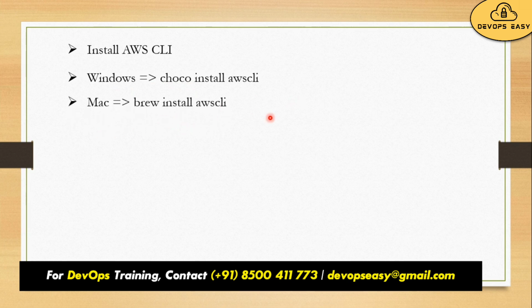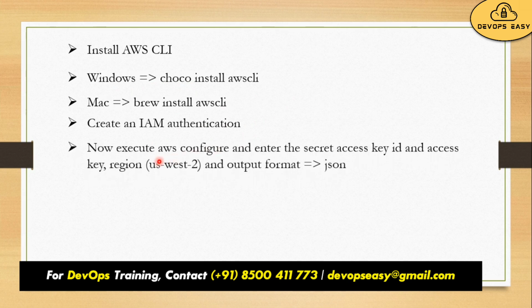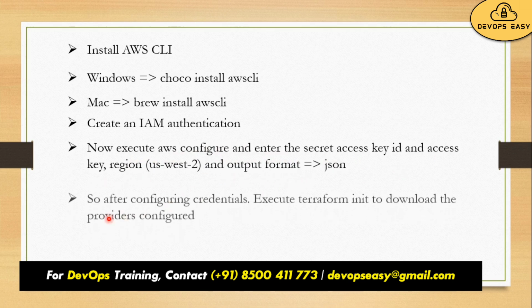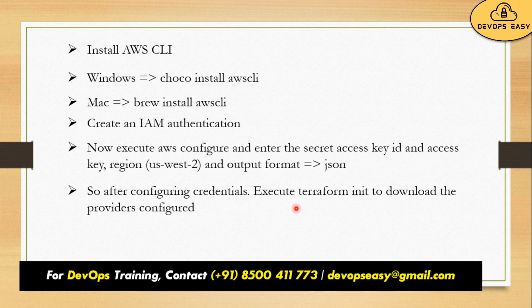On the Mac, it's a brew install. So you need to create an IAM authentication. Then you need to execute AWS configure and enter your secret access key and access key. I will show you practically, don't worry. After configuring credentials, execute terraform init to download the provider configured.